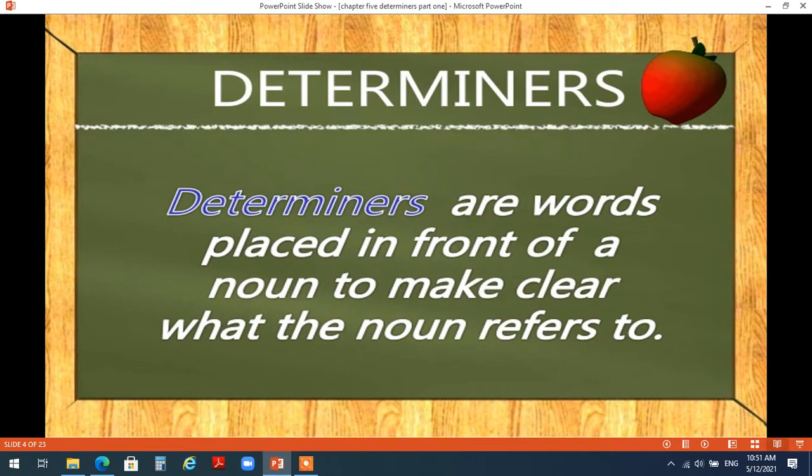So first of all, let us have some definition of the term determiners. We can define determiners as words placed in front of a noun to make clear what the noun refers to.